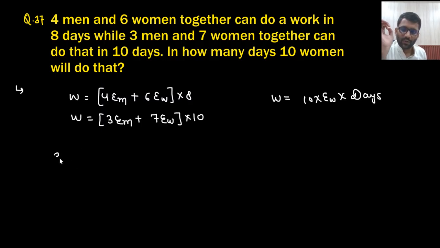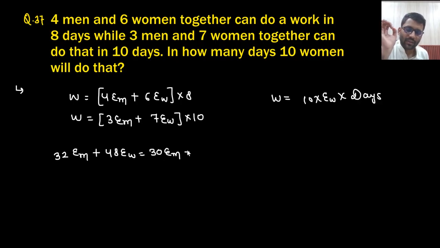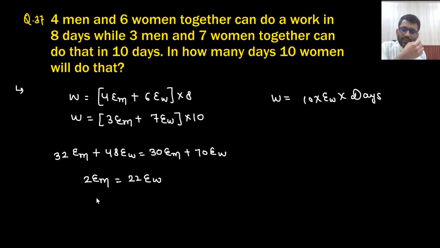From here I can see 8 4s are 32 efficiency of man plus 48 efficiency of woman is equal to 30 efficiency of man plus 70 efficiency of woman, right? So 2 efficiency of man is equal to 22 efficiency of woman. So from here efficiency of man is equal to 11 efficiency of woman. Okay. So now I need to find the work in terms of efficiency of woman only.